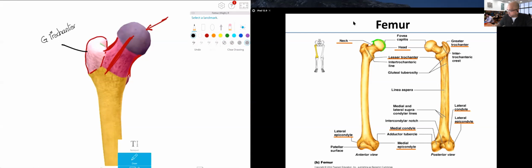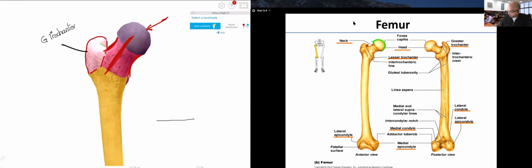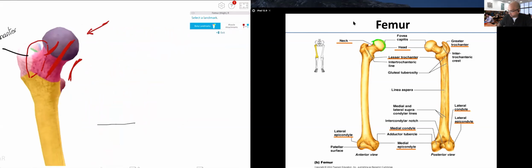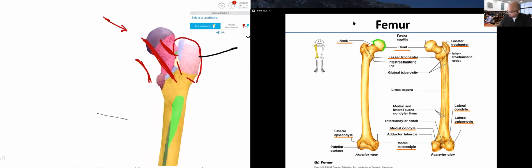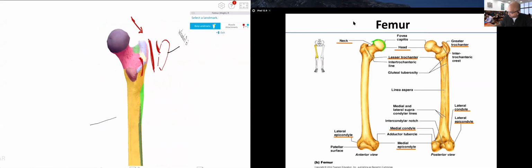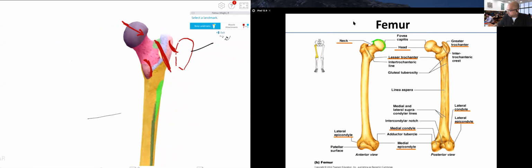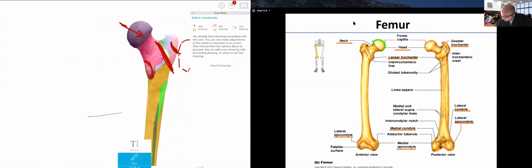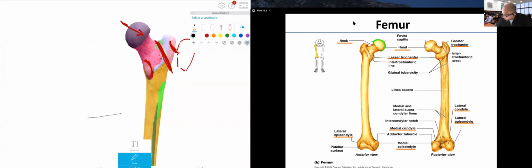And if I'm looking here at the posterior aspect and the medial aspect of the proximal end, I will see another smaller bony eminence. This is going to be my lesser trochanter.